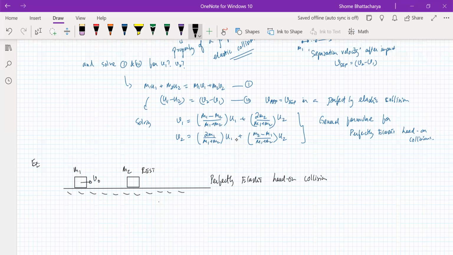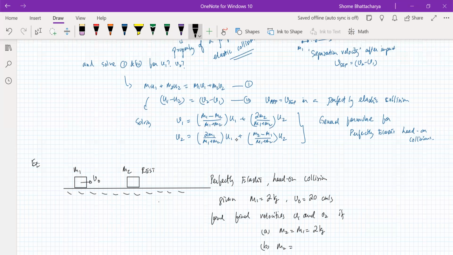Okay. So now, given that M1 is equal to 2 kilograms and V0 is equal to, let's say, 20 centimeters per second, find the final velocities V1 and V2 if we take M2 equal to M1, that is 2 kgs, very simple case, or we take M2 as double of M1 or 4 kgs, or third case we take M2 as half of M1, or lighter basically, of 1 kg. So each of these will get a different set of answers.